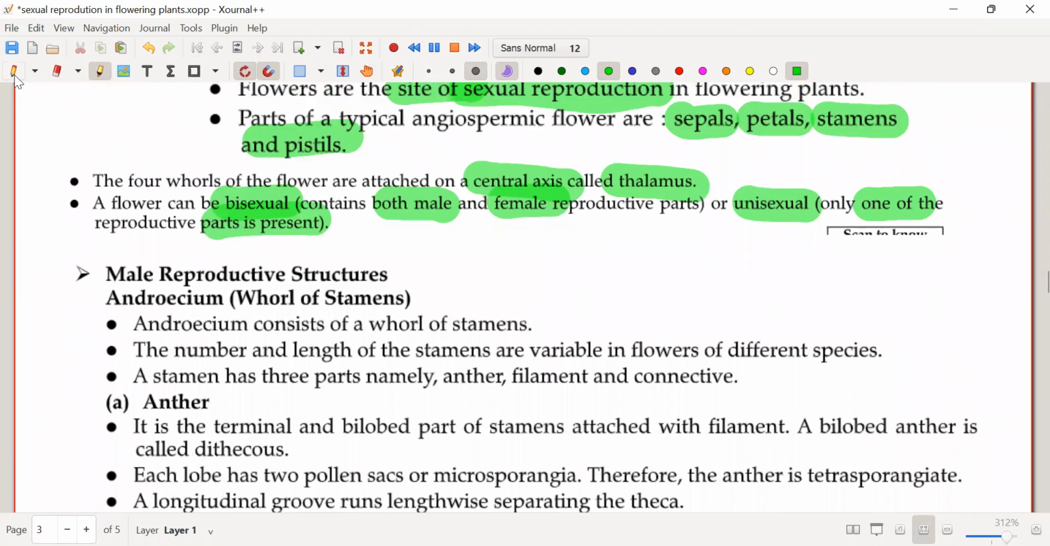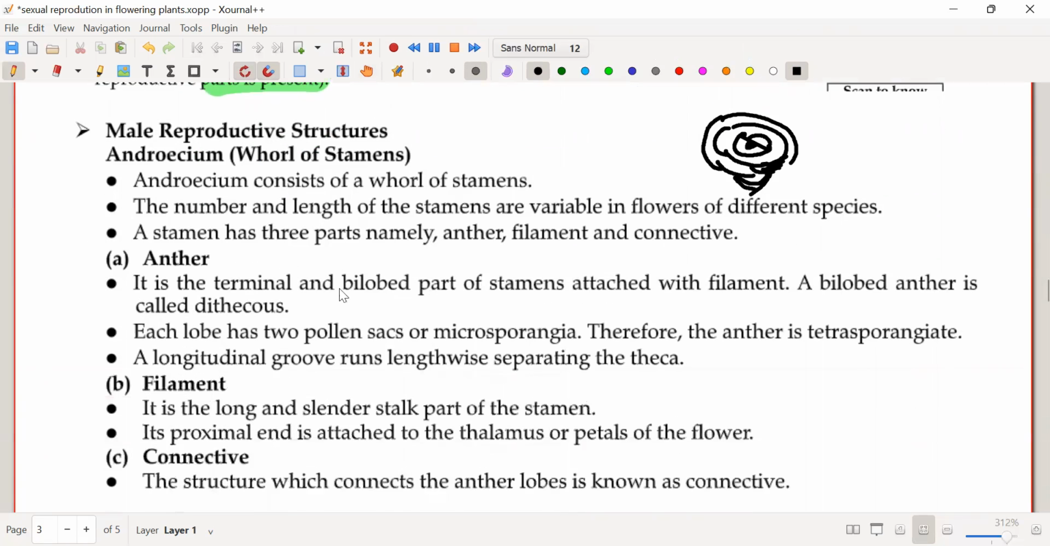What about the male reproductive structure? See here, when we go through this floral diagram, we have a thalamus, and around the thalamus, there will be sepals, then petals, then anthers, then gynoecium. That is stigma, gynoecium would be there, right? The structure of the male reproductive structure: the male reproductive structure is the androecium. Androecium consists of all the stamens.